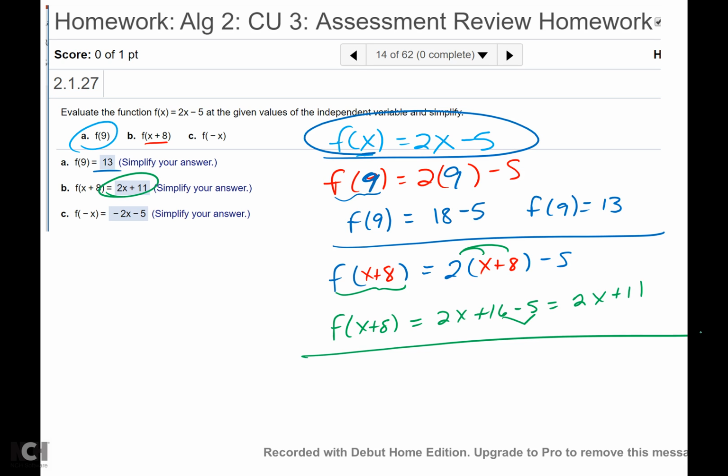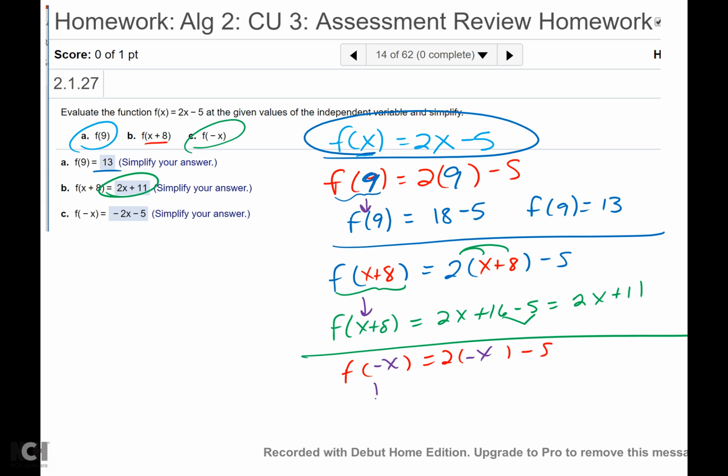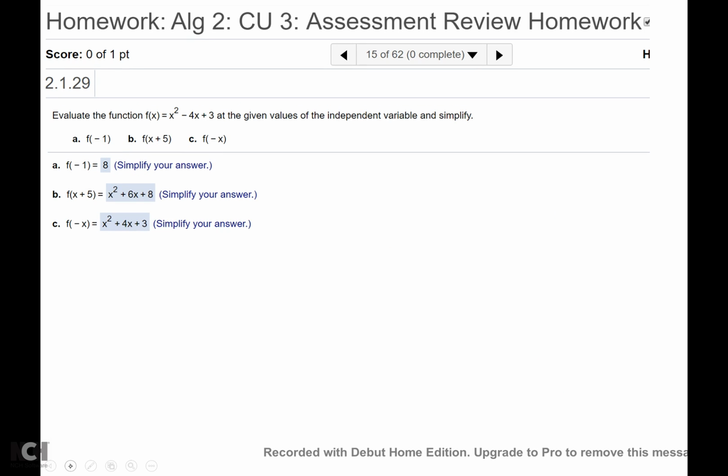Okay? And then third, they want me to find f of negative x. So I'm going to take my function, but instead of x, I left holes. And now I'm going to plug in negative x and simplify. Again, you don't do anything on this side. That's just function notation. F of negative x is going to equal, distribute, negative 2x minus 5. And I can't simplify it anymore, so there's my answer. All right, do it again.